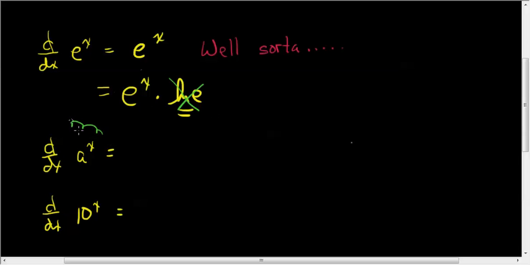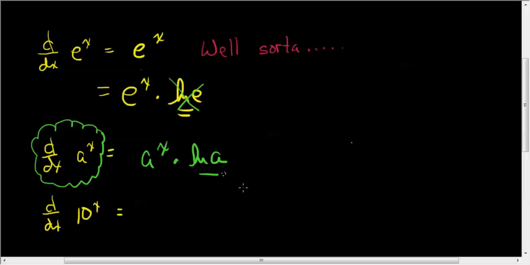But that leads us to the idea of what is the derivative of a to the x. Well, it's actually a to the x times the natural log of a. Now the natural log of a is just a constant, right? Natural log of 3, natural log of 5, natural log of 4.7. You can just put those in your calculator. So this is a constant, natural log of a times a to the x. So the derivative of 10 to the x is just going to be 10 to the x times the natural log of 10. Again, that's a constant.